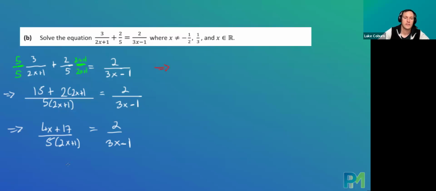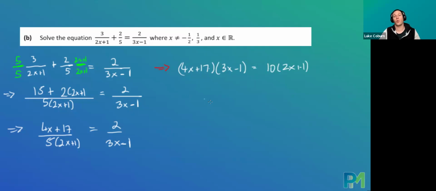Now I go to the second stage, where I'm going to get everything up onto the top line. This one here is divided on the right-hand side, so it's multiplied on the left-hand side. So you go across 3x minus 1. And then on the right-hand side, it's 2 times 5, which is 10, times 2x plus 1. And I'm going to multiply this out. I'm going to get a quadratic. Basically, I've boiled it down to solving a quadratic equation.